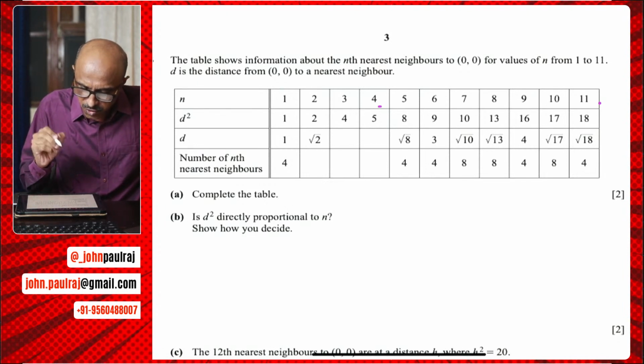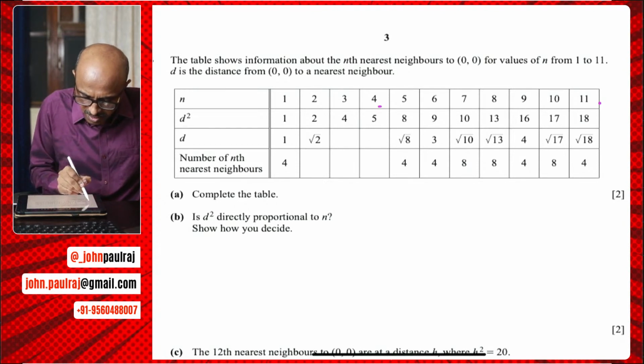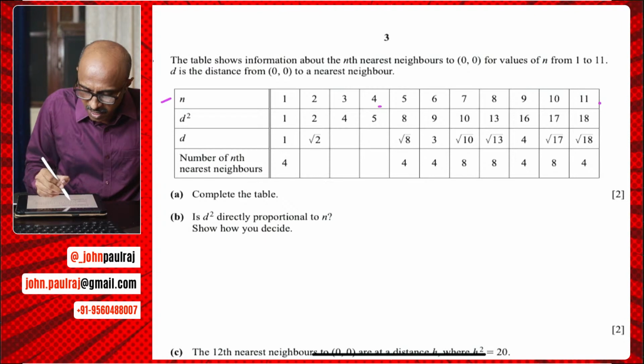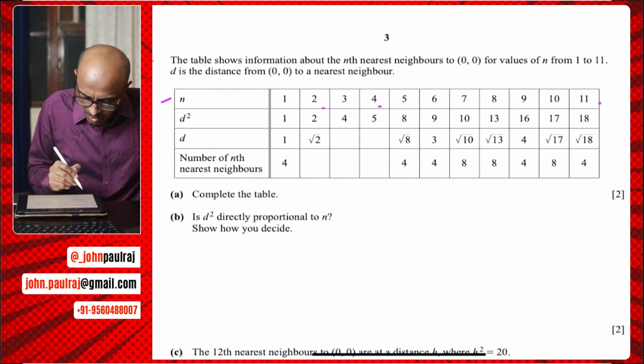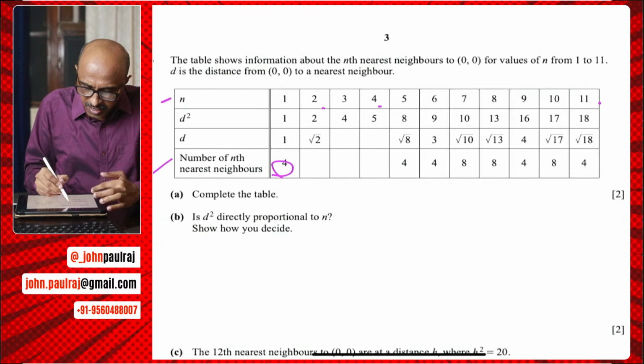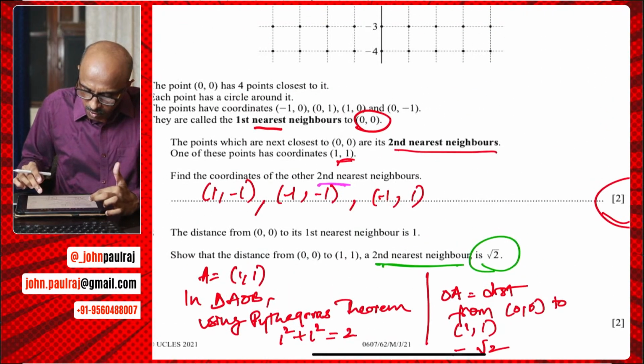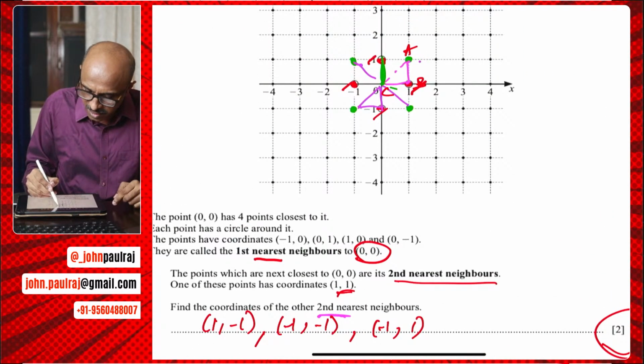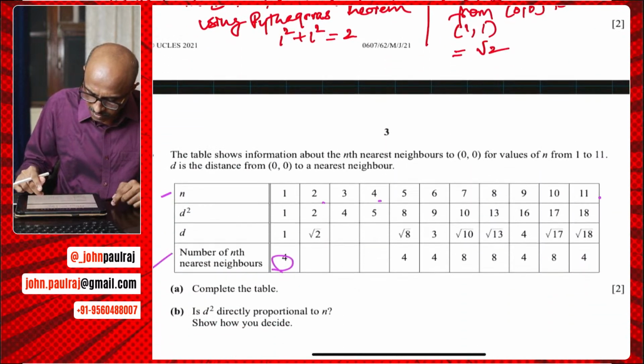d is the distance from 0 to the nearest neighbor, and then they've given d square. n equals 1 is the first nearest neighbor, n equals 2 is the second nearest neighbor, and so on up till 11. They've given a lot of data, and we need to find the number of the nth nearest neighbors. Let's look at the second nearest neighbor. That's what we have plotted, and we can see there are 1, 2, 3, 4 of those, so we can fill that in quickly.